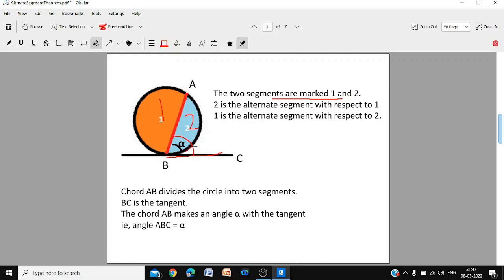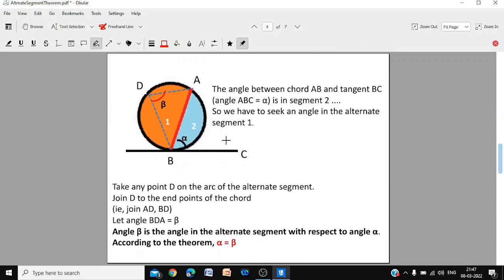Supposing, let us call it alpha. This angle ABC has been called alpha, the angle made by the chord with the tangent. Now, what is the meaning of angle in the alternate segment? Now, this alpha lies in segment number 2. So, we have to seek an angle in the alternate segment, means in segment 1.